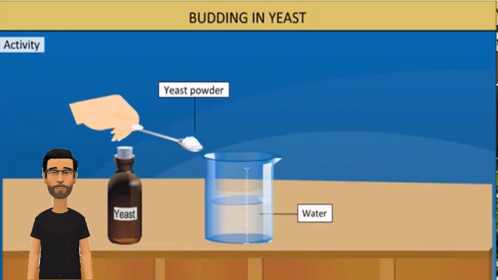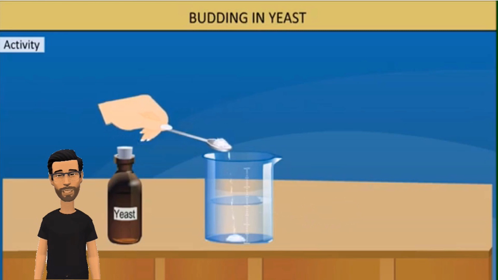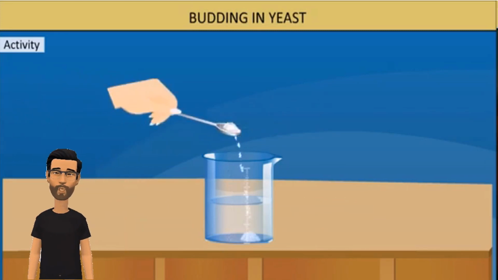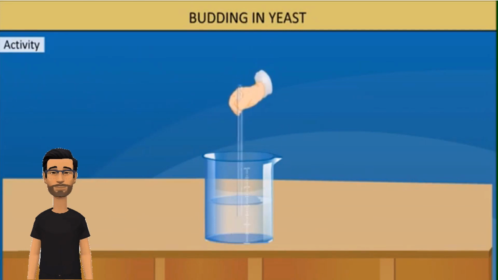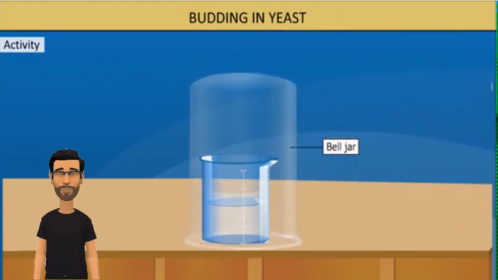Here, we take yeast powder and pour it in a beaker containing water. Now, add some sugar in it and stir it. Cover the beaker with a bell jar for some time.